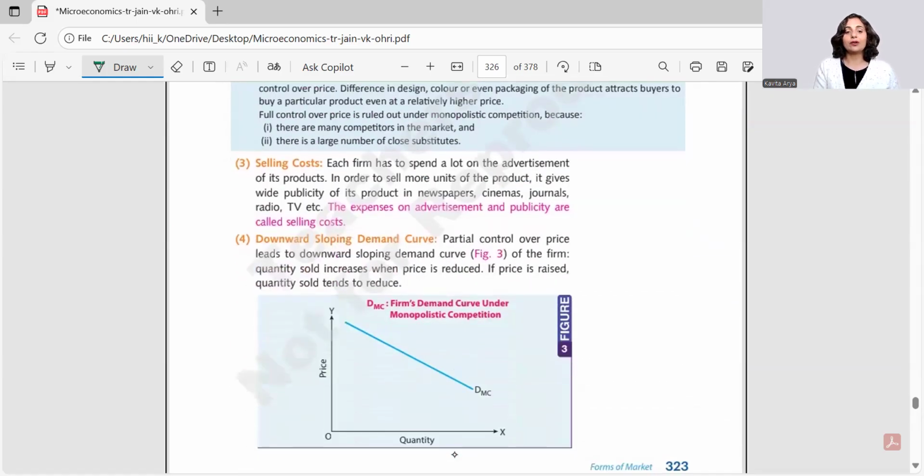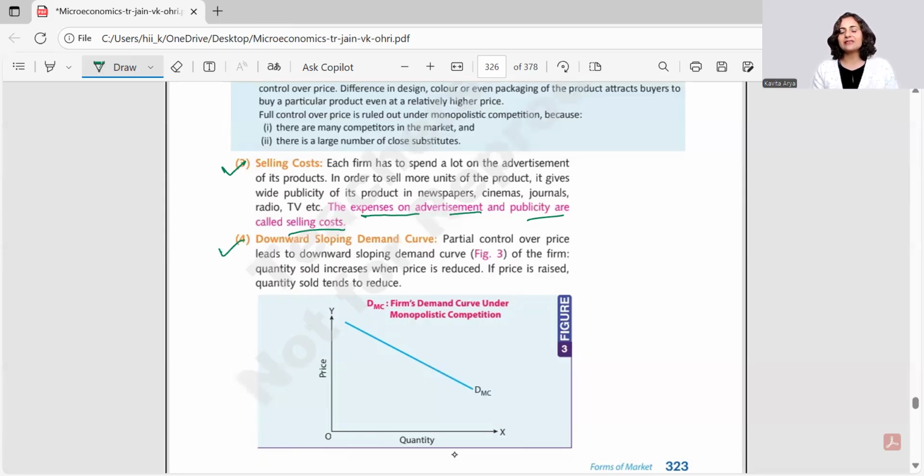Then we have the selling cost. Now that the products are differentiated from each other, every seller tries to show how their product is better than the other, and what unique features it carries which are absent in the other. That's why they try to sell and promote it by advertising. So advertisement expenses, promotion expenses, publicity expenses are huge in this format of market, because this is how they cut into others' market share and try to enhance their own market share.